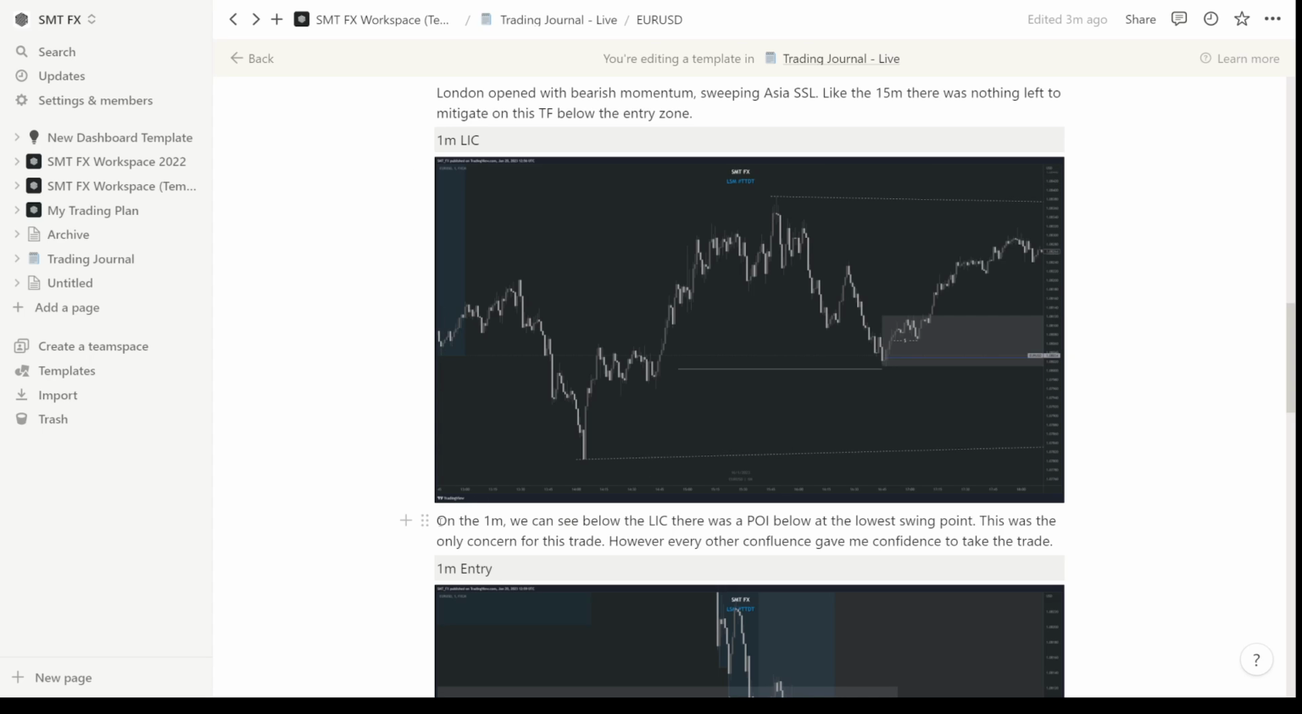As we can see here on the 1 minute, we can also see below the lick that there was a POI at the lowest swing point. I was referring to this point here. This was something that was in the back of my mind when I was taking this trade, and I've recorded that because it's something that might become relevant later on down the line.